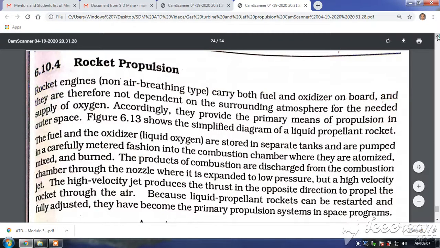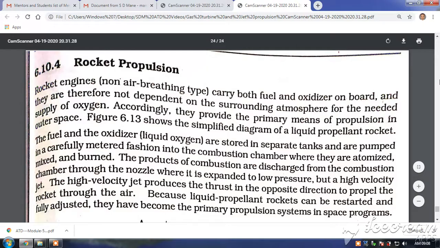Hello students, we will look at the last part of jet propulsion, that is rocket propulsion. These rocket engines are non-breathing type which carry both the fuel and the oxidizer on board, and therefore they are not dependent on the surrounding atmosphere for the needed supply of oxygen. Accordingly, they provide the primary means of propulsion in outer space.